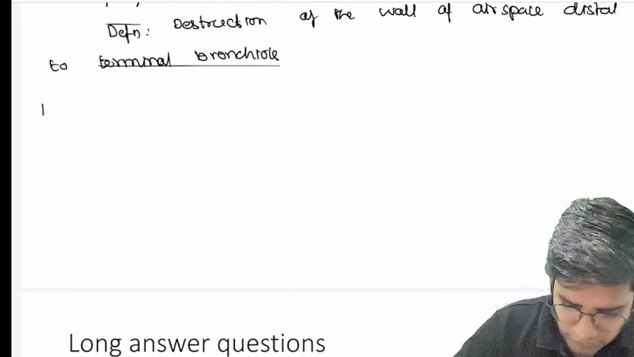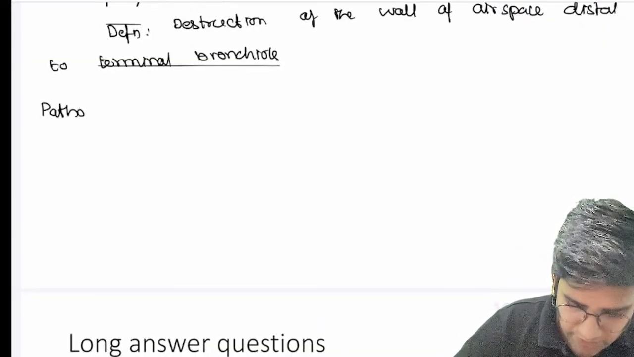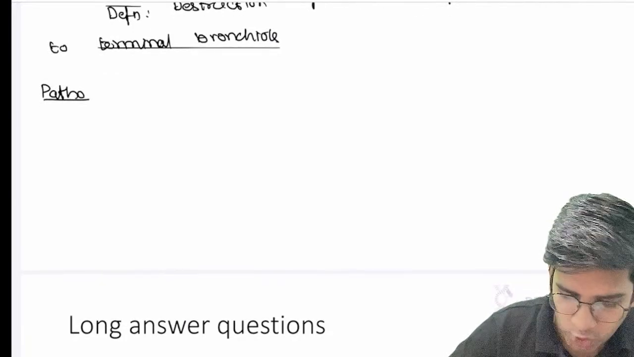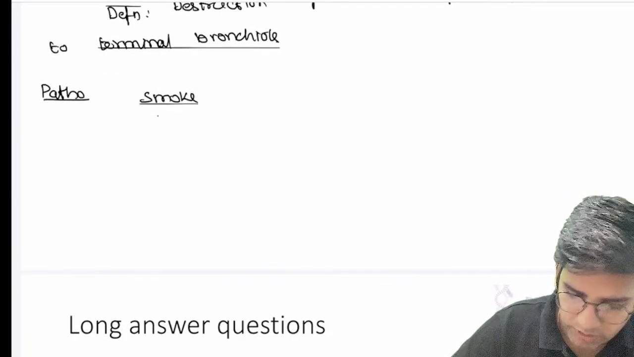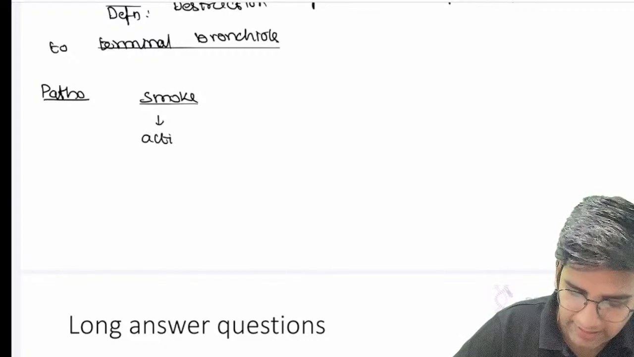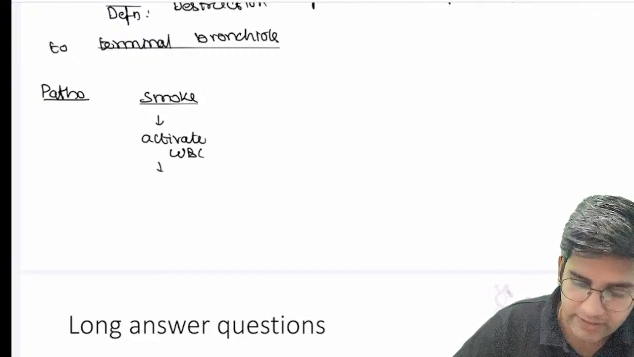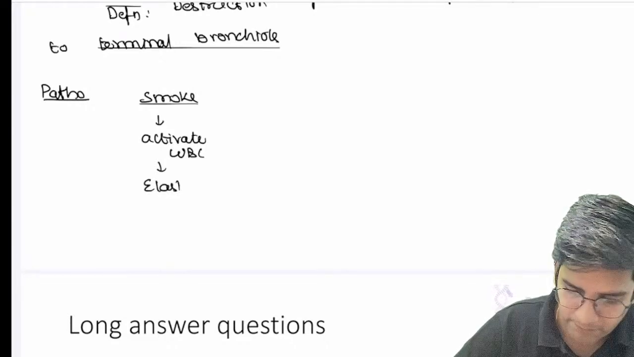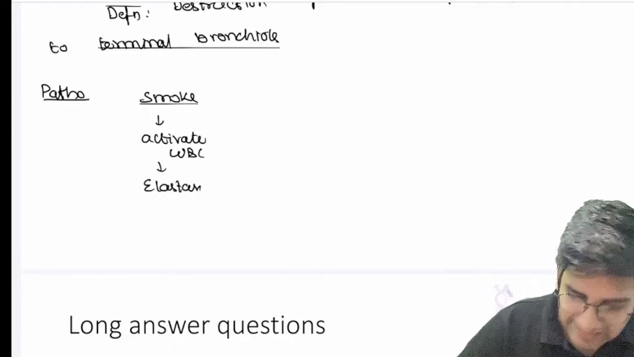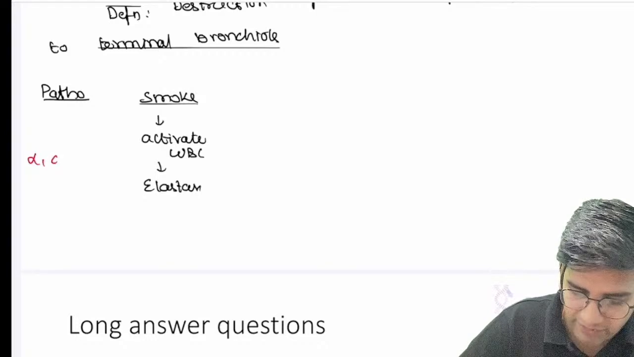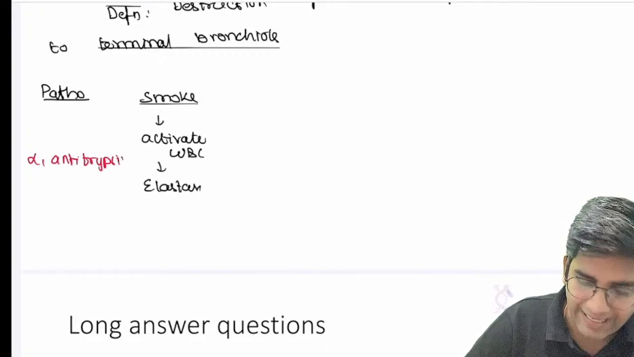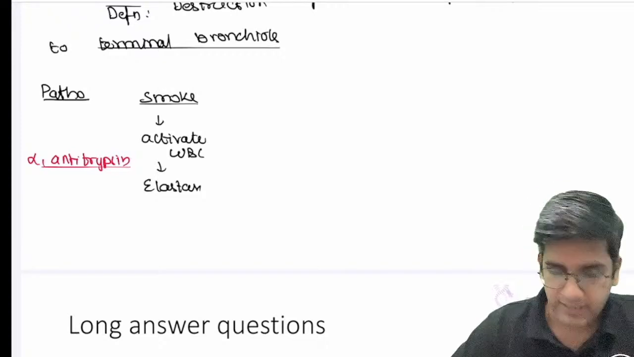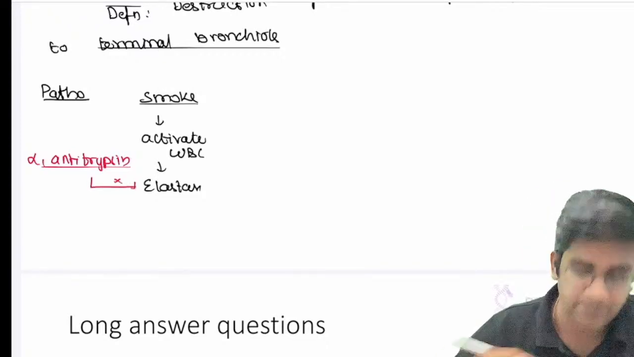So, what about pathogenesis? We know about pathogenesis. What happens in a normal person once you inhale smoke? The smoke is going to activate WBCs. Once the WBC is activated, it will release elastase. Okay, and this elastase will be destroyed by your alpha 1 antitrypsin. The alpha 1 antitrypsin is an antiprotease, right? It's an antiprotease which destroys them.